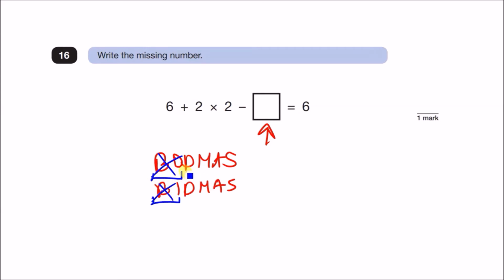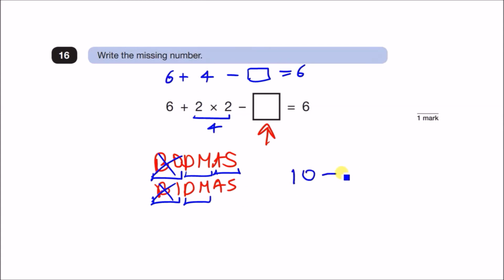Then we look at division and multiplication first. Well, we have a multiplication. It's 2 times 2, which is 4. And lastly, we do add and subtract. So now that leaves the rest of this. So we now have 6 plus 4 minus something gives us 6. Well, we can say that 6 plus 4 is 10. So now we've got 10 minus something gives us 6. Well, we can instantly see that if we move this around, we can say that 10 take away 6 must give us the unknown answer.